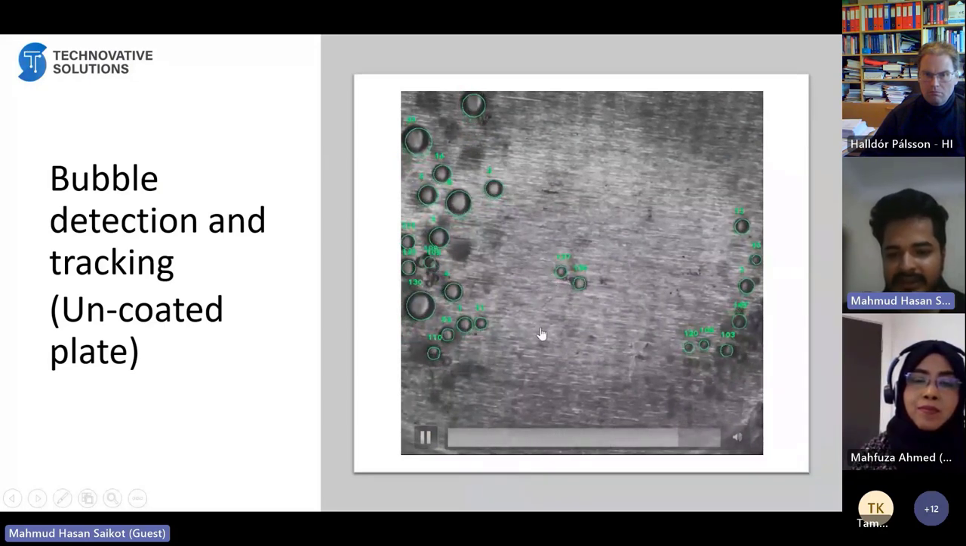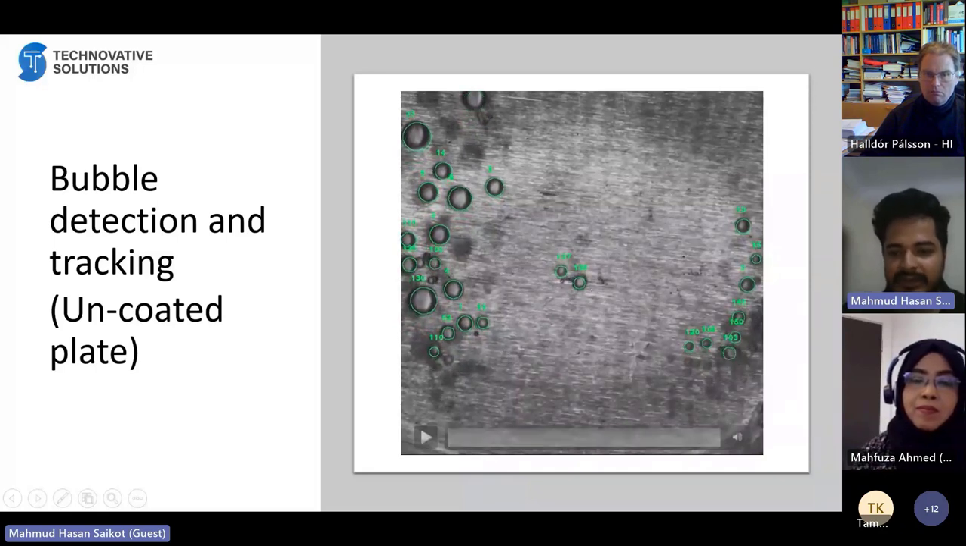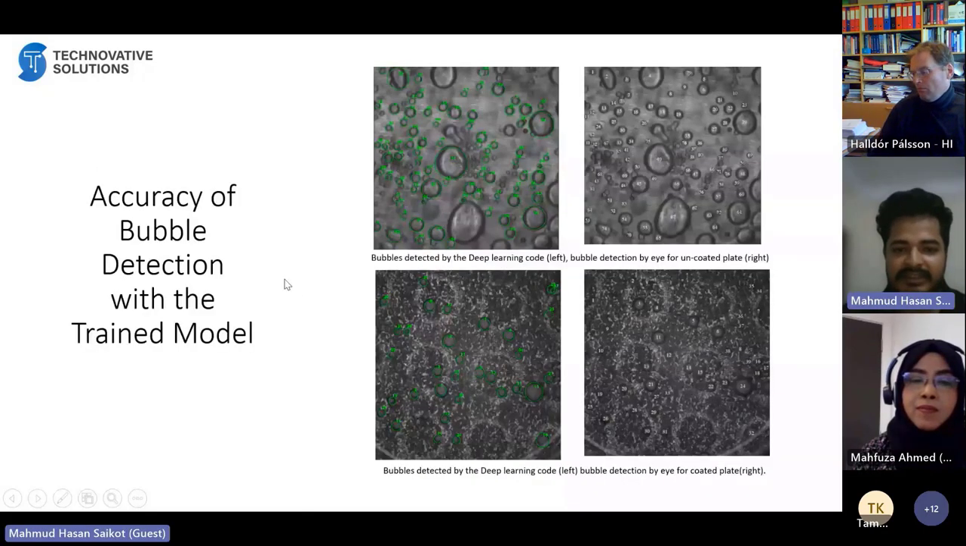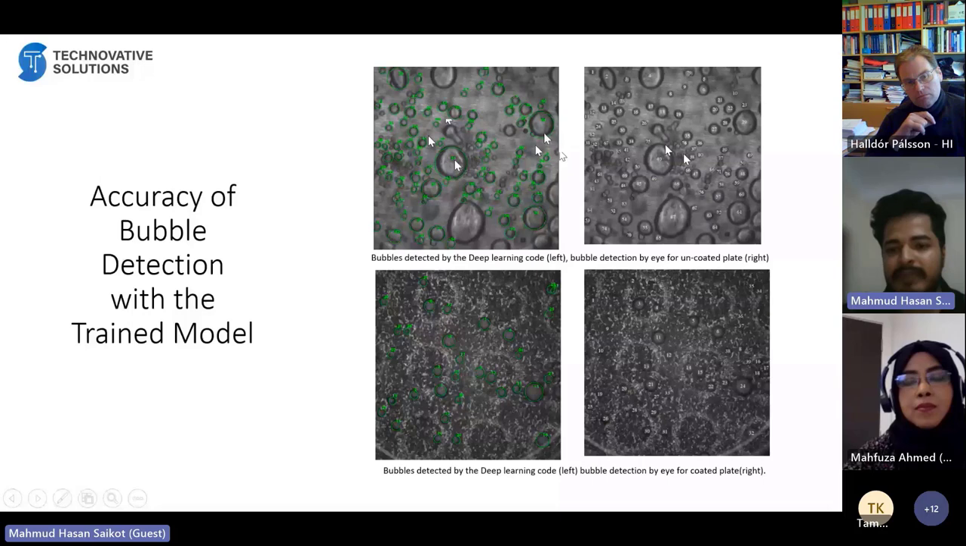As you can see, the video is running right now, and the algorithm is able to detect most of the bubbles. And in this picture, this is actually how we calculated the accuracy of our algorithm, or accuracy of bubble detection. In the upper side of the slide, the two pictures you see side by side are the pictures of the uncoated plate. And as you can see, our algorithm is pretty good at detecting the bubbles. On the left side, in the green markers, we have the bubbles that the algorithm detected. And on the right side, we have manually counted these bubbles with our naked eyes.